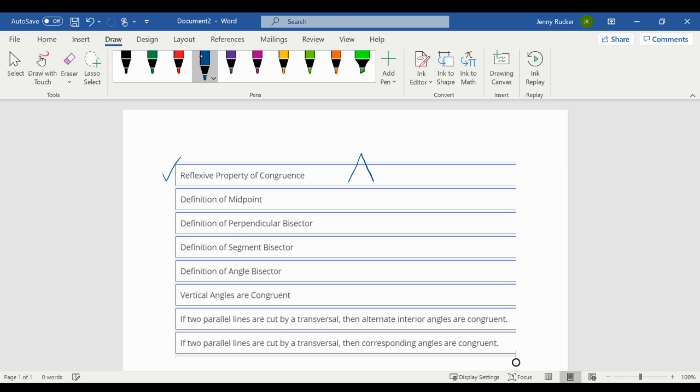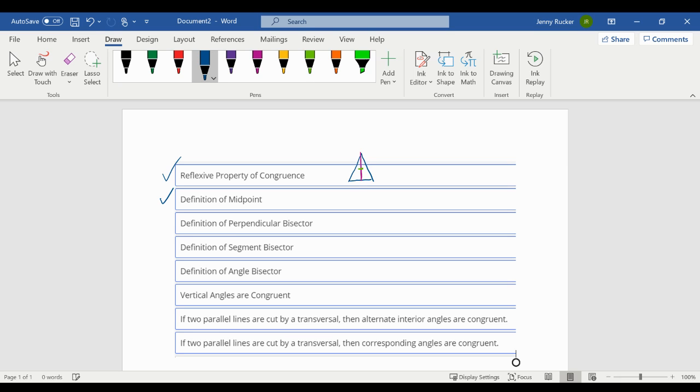We can draw a quick pic just to represent this. If the two triangles share this side that I've done in purple, we could use the reflexive property of congruence to mark that segment congruent to itself.